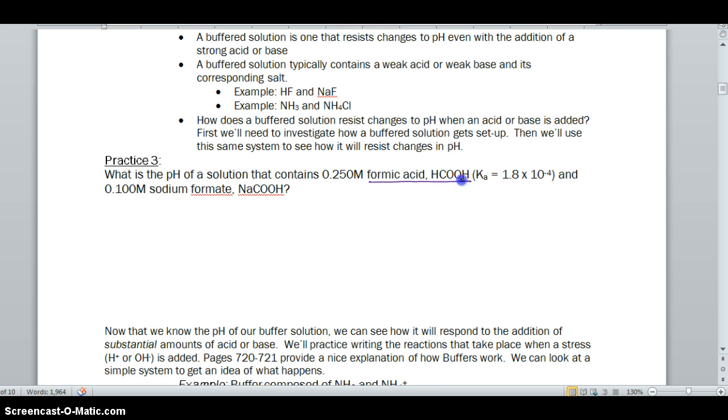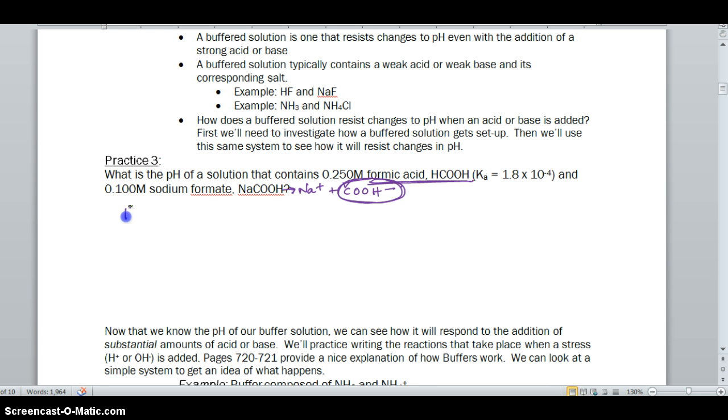So it says formic acid. Again, don't stress, it's just a different name. That's a 1-carbon carboxylic acid, so methanoic acid is another name for it. Gives you the starting concentration, it gives you a Ka, and then it tells you it's mixed with sodium formate. And so we don't really care about the sodium because that's a spectator, but this guy, since it's a salt, will break up into Na plus and HCOO minus. So here's our common ion, right?